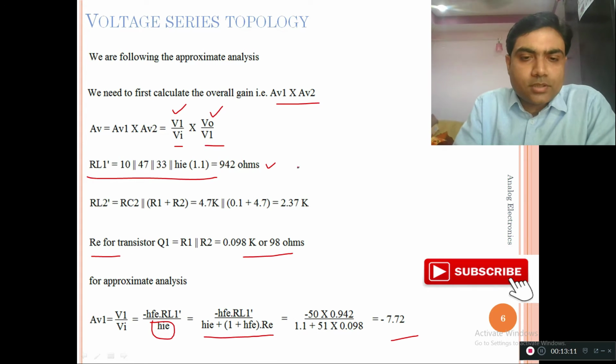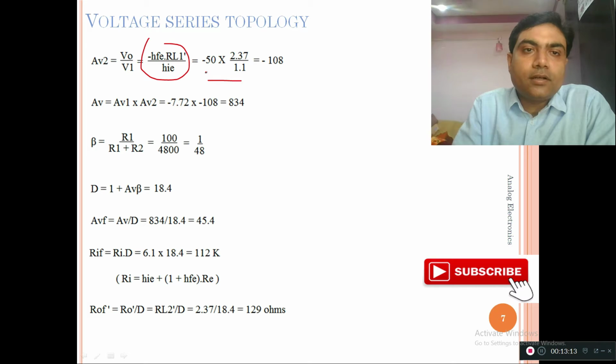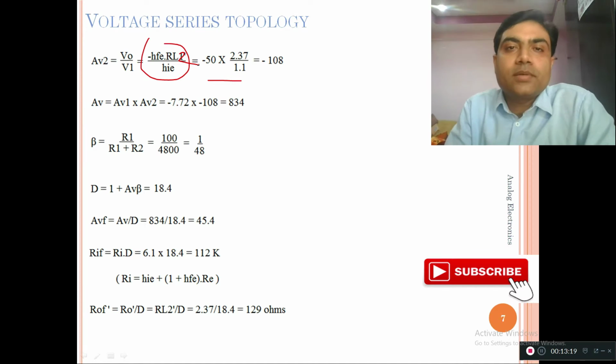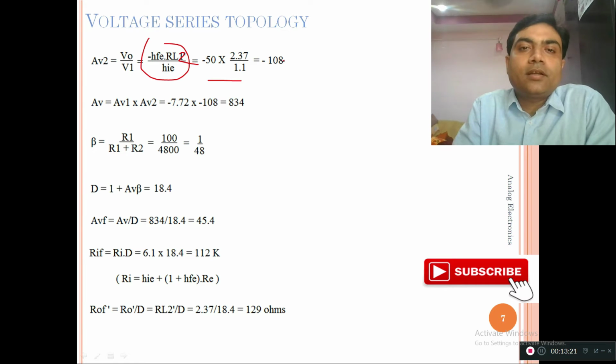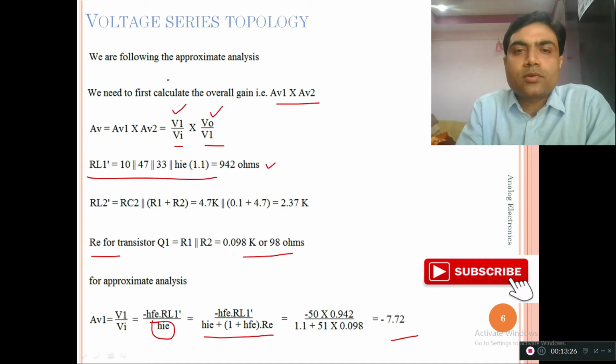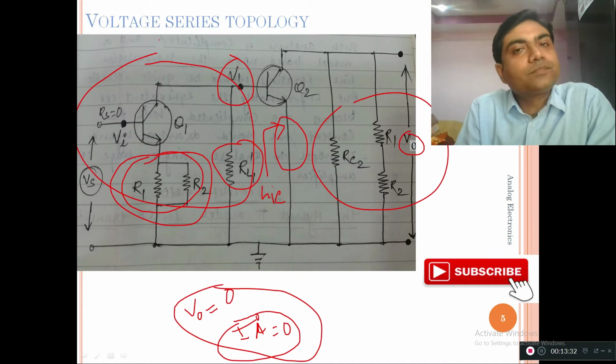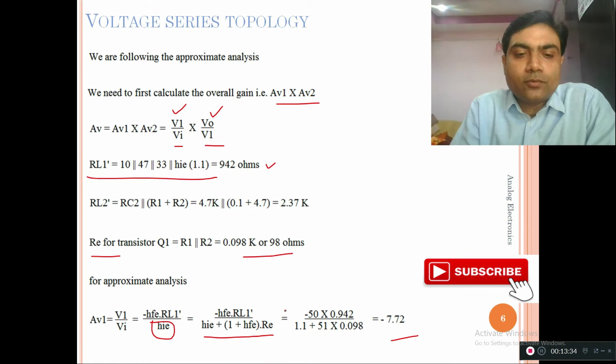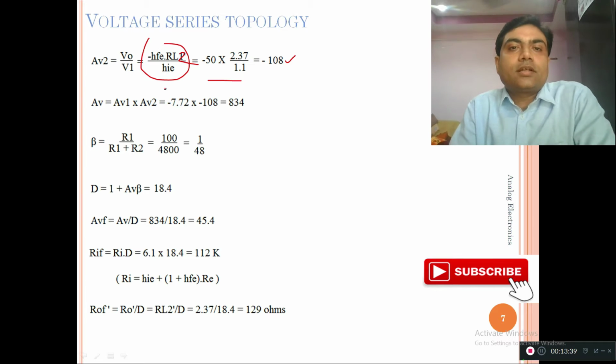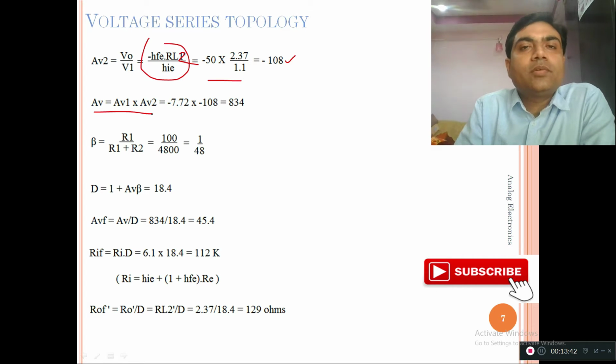Okay, just a mistake is there. This is RL2 dash, not RL1 dash, because we are talking about the second stage of the amplifier. So from here we can determine the value of AV2, and here I have taken only the value of HIE because there was no resistance present over here, so we had not applied any kind of analysis with RE. So now this circuitry gives me the value of AV as AV1 multiplied by AV2, and we can calculate the gain value of 834.